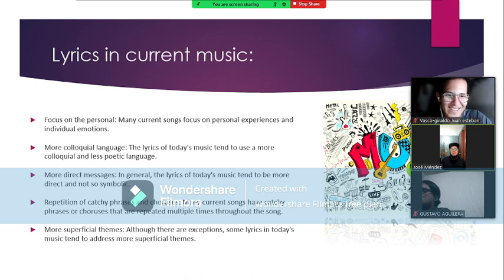Point number five, more superficial themes. Although there are exceptions, some lyrics in today's music tend to address more superficial themes. For example, reggaeton or trap.